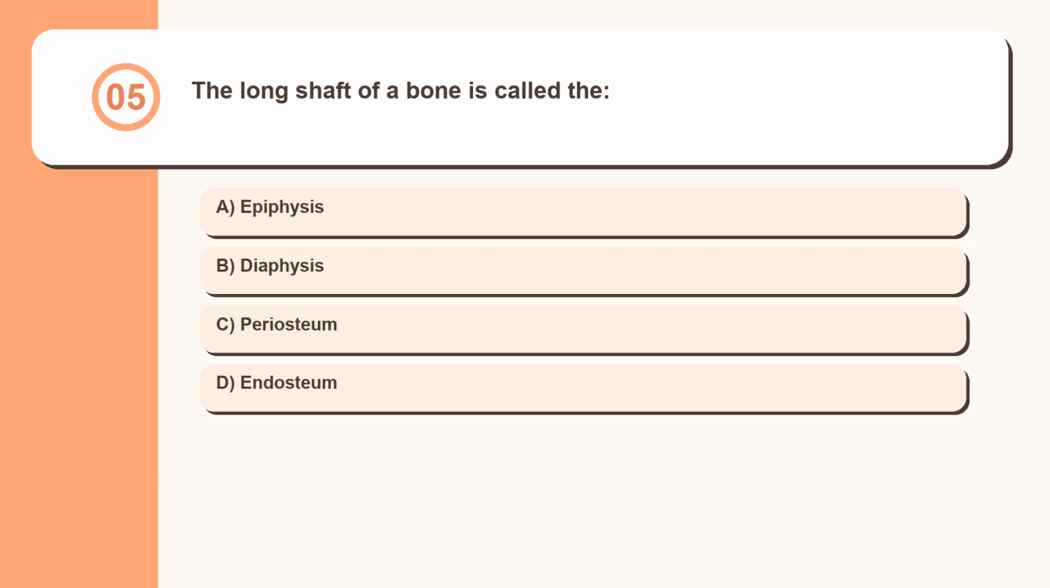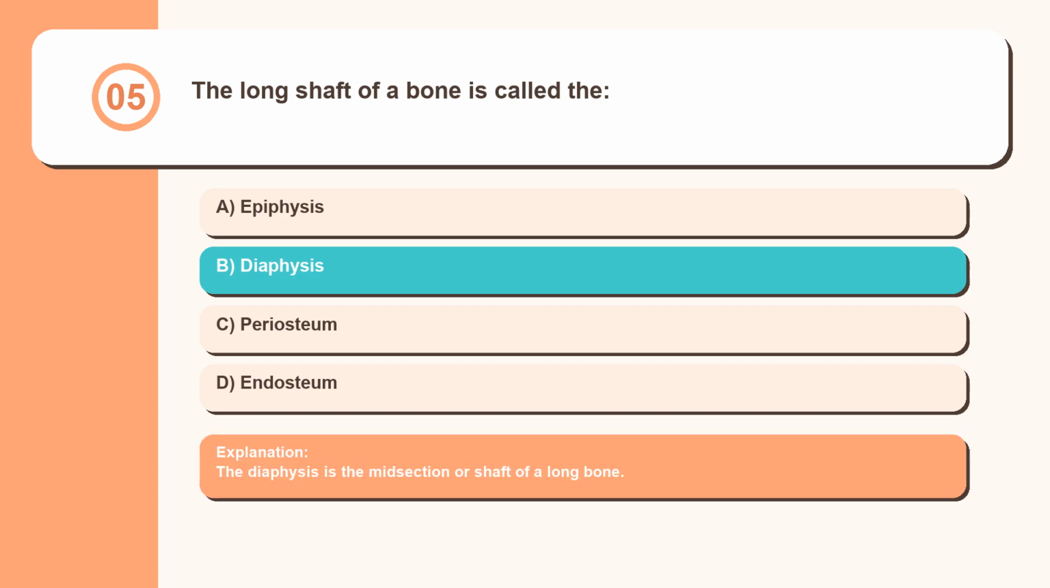Question 5. The long shaft of a bone is called the epiphysis, diaphysis, periosteum, endosteum. The diaphysis is the midsection or shaft of a long bone.